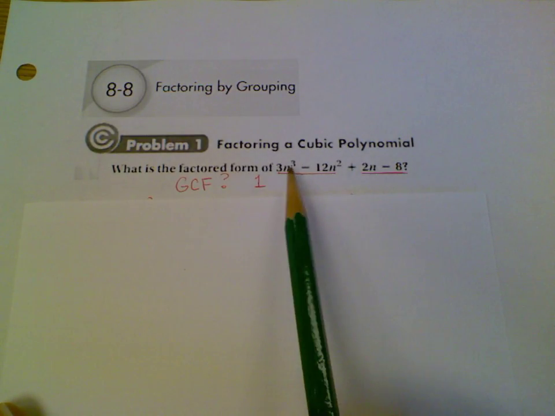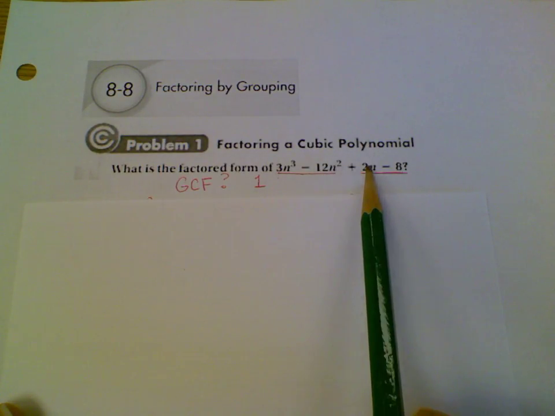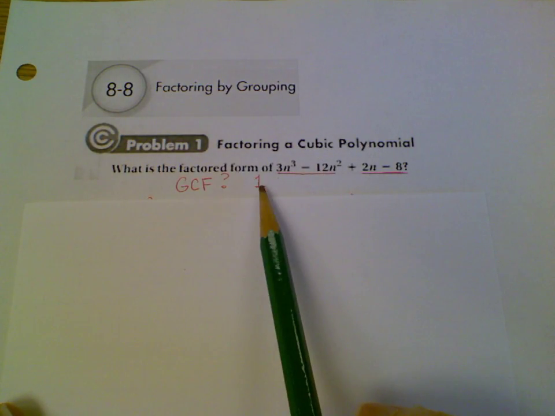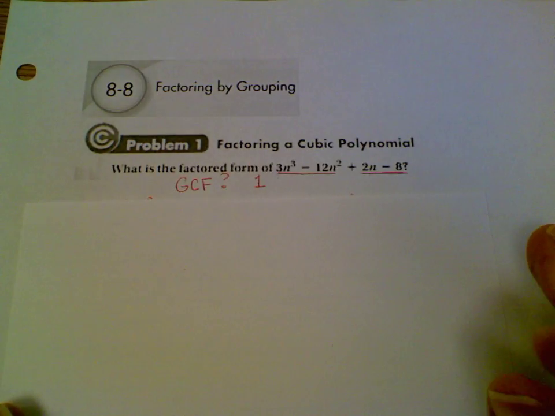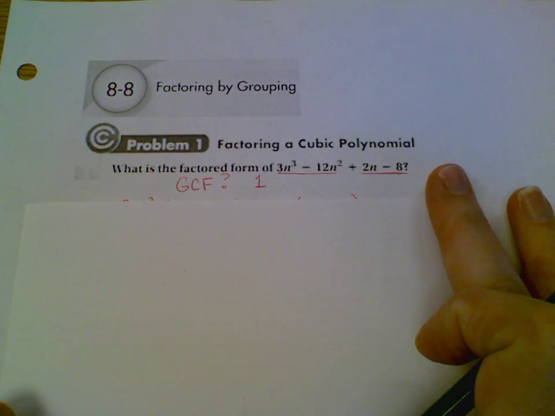Well, I would check my smaller numbers. Can I divide by 3? Yes. But can I divide over here by 3? Then the answer would be no. So my greatest common factor is 1. So I don't have to do anything for that step.